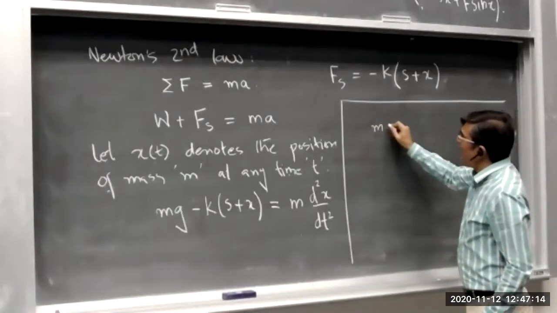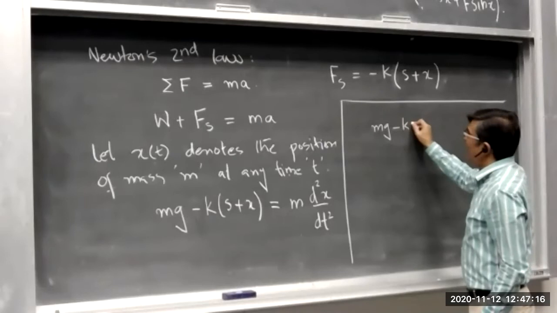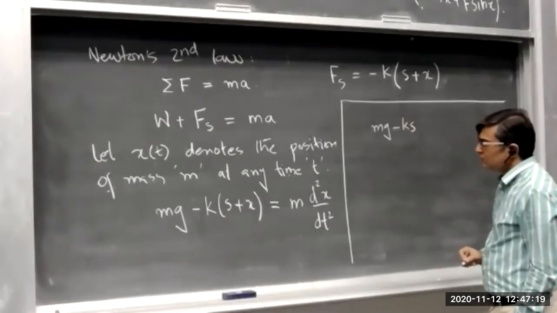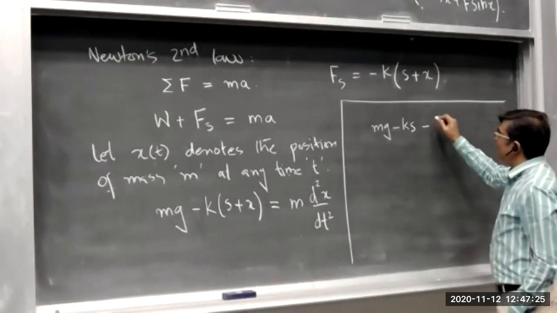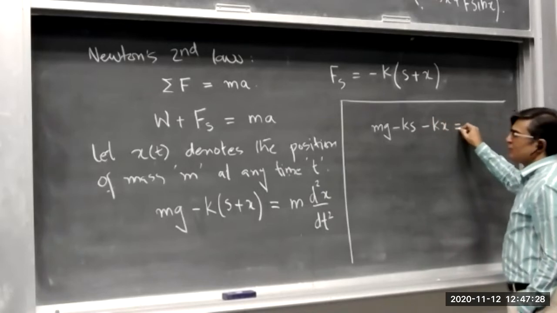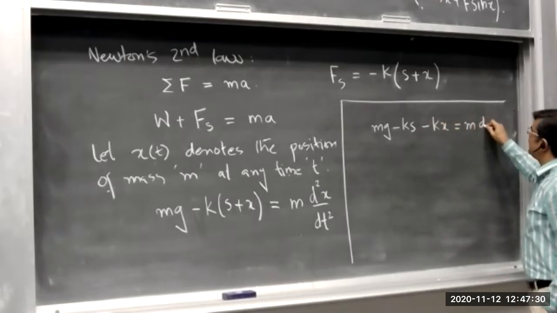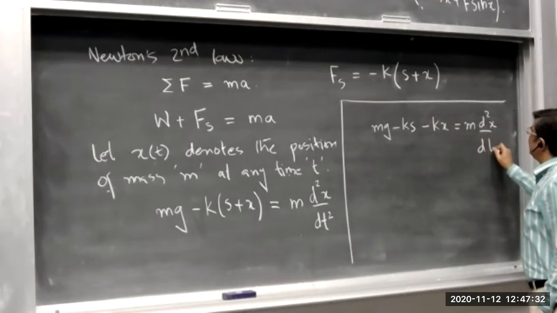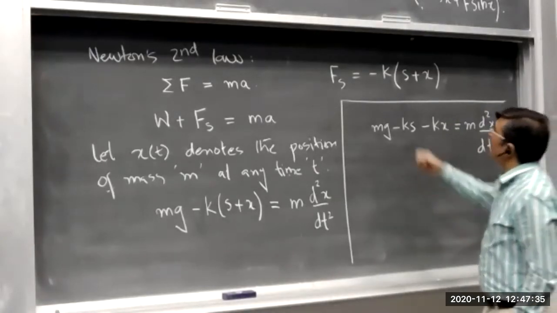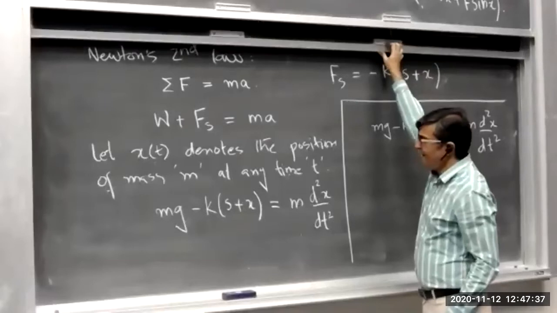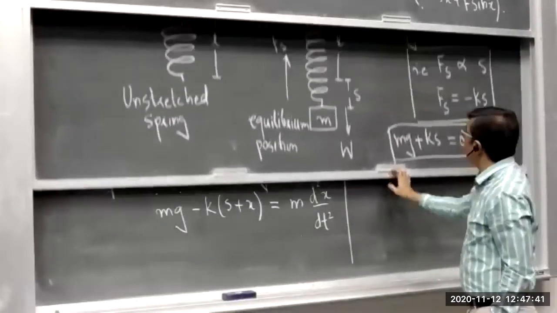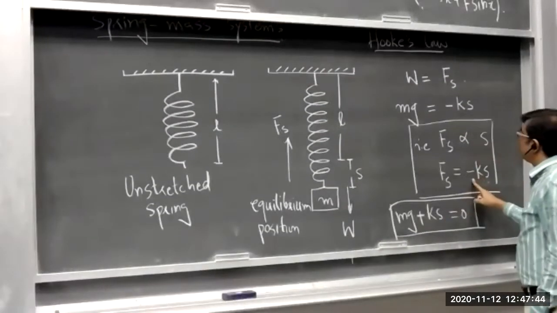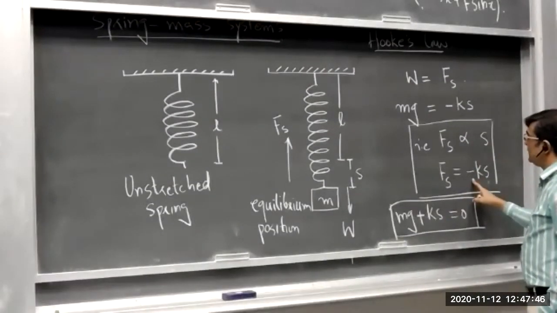Then we can say that mg minus ks and minus k times x is equal to what, m d square x by dt square. Here we told that F is minus k s.